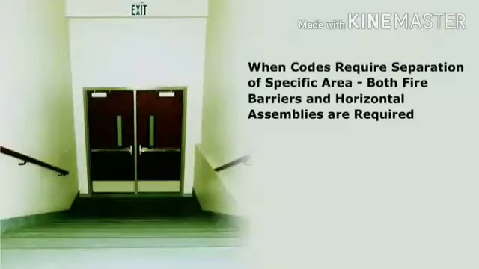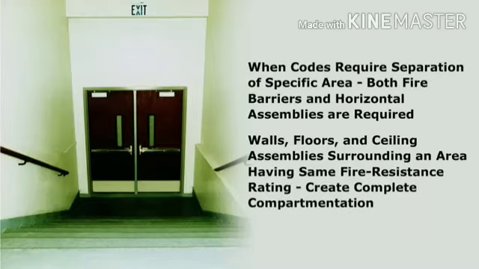In most cases, when the codes require the separation of a specific area, both fire barriers and horizontal assemblies are required. When the walls, floors, and ceiling assemblies surrounding an area have the same fire resistance rating, it creates a complete compartmentation or enclosure, both vertically and horizontally, like a four-sided box with a top and bottom. An example would be the enclosure of an exit stairway, where all four walls, the floor, and the ceiling or roof have a 2-hour rating.